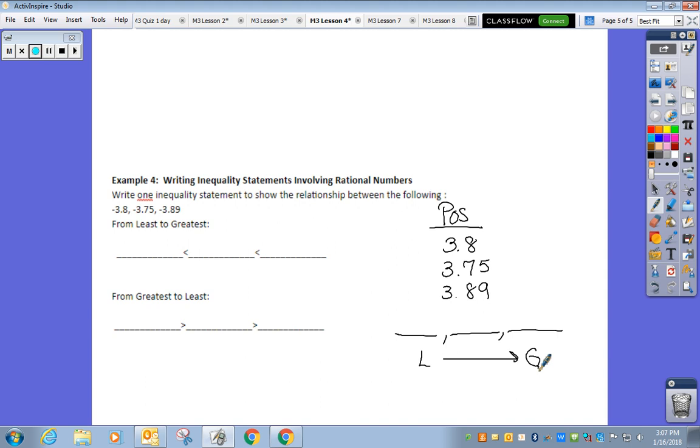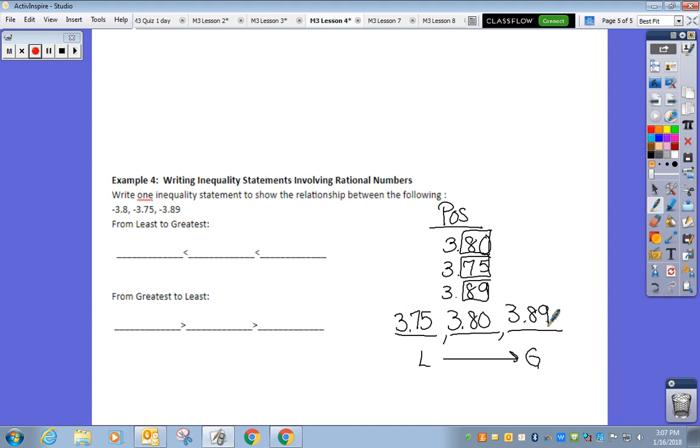When comparing decimals, the first thing you should look at is the whole number. Since they're all the same whole number, I'm going to look at what comes after the decimal. If what comes after the decimal is different lengths, I should attach zeros until they're all the same length. Now that they're all the same length, I can just compare based on the number after the decimal. So this would be 80, 75, and 89. If I were going least to greatest, and if these are all positive numbers, it would be 3.75, 3.80, 3.89.